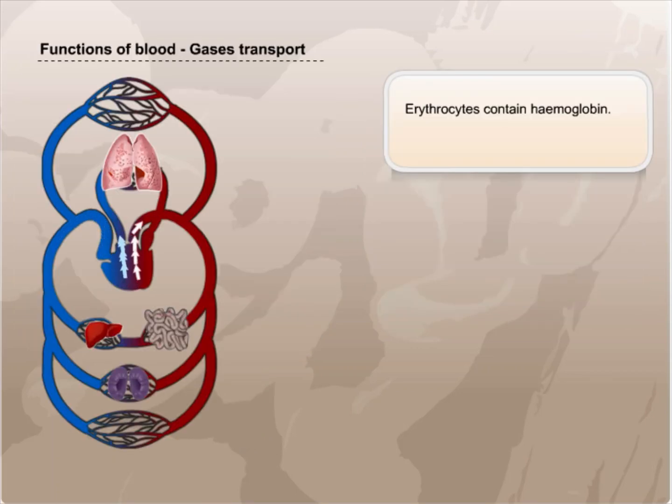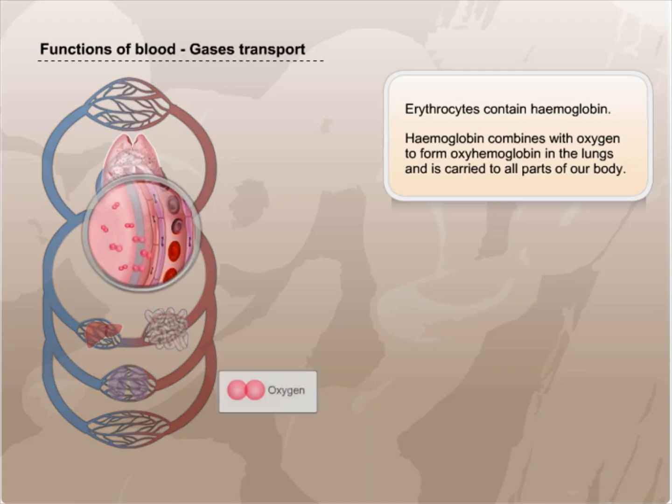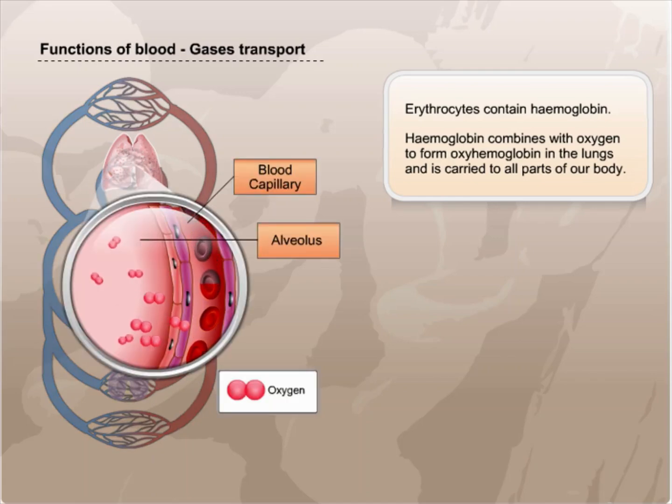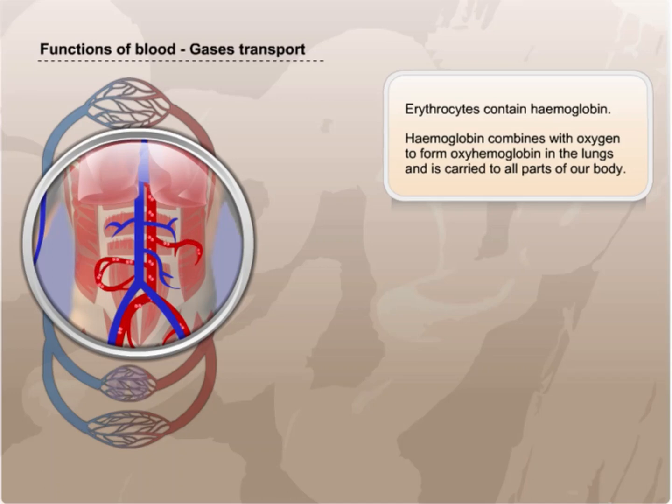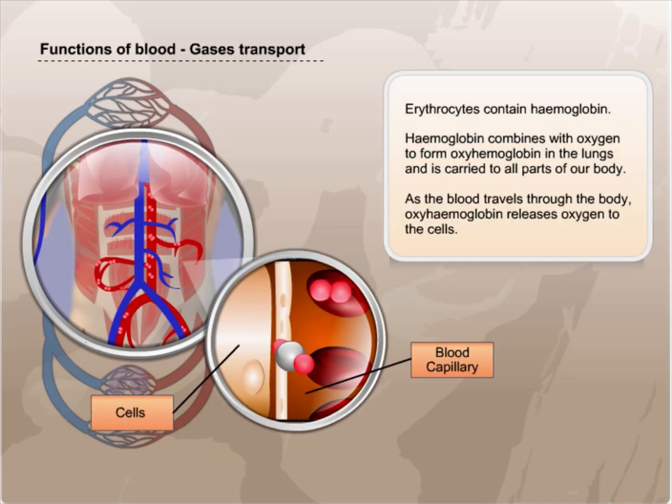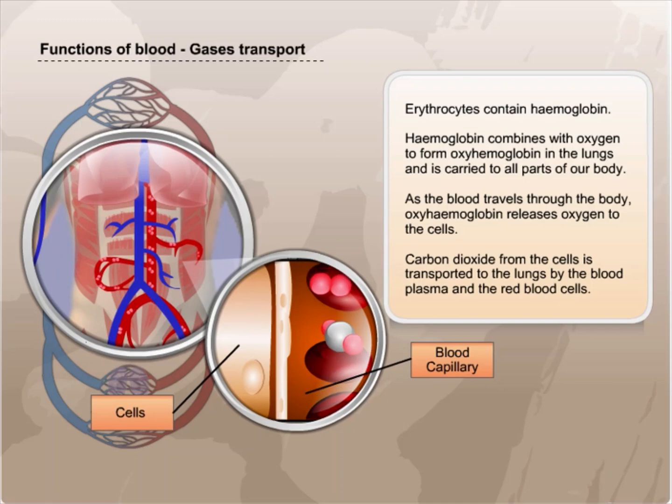The erythrocytes contain hemoglobin. Hemoglobin combines with oxygen to form oxyhemoglobin in the lungs and is carried to all parts of the body. As the blood travels through the body, oxyhemoglobin releases oxygen to the cells. Carbon dioxide from the cells is transported to the lungs by the blood plasma and the red blood cells.